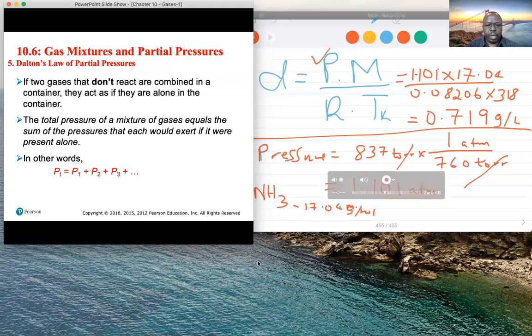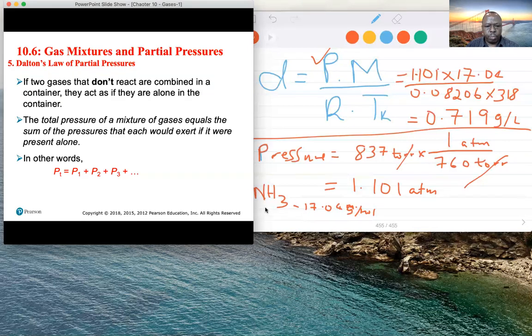Any question on ideal gas law? Of course, if you're just using the straightforward ideal gas equation to find the volume, it's much easier.